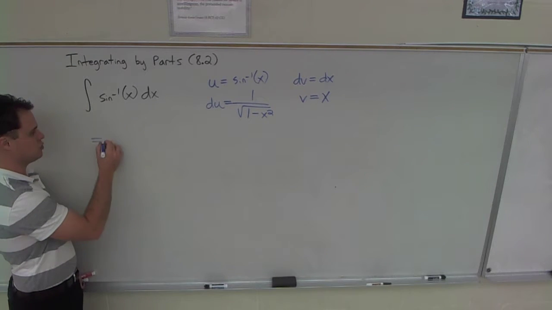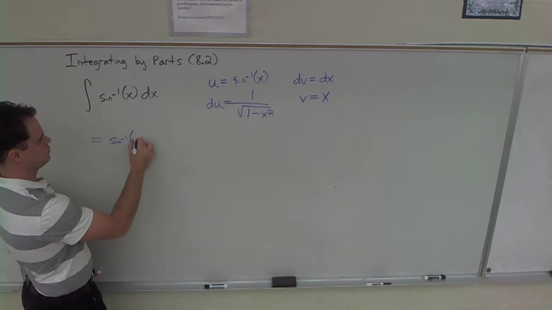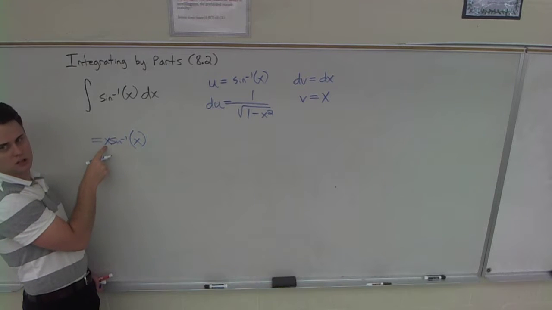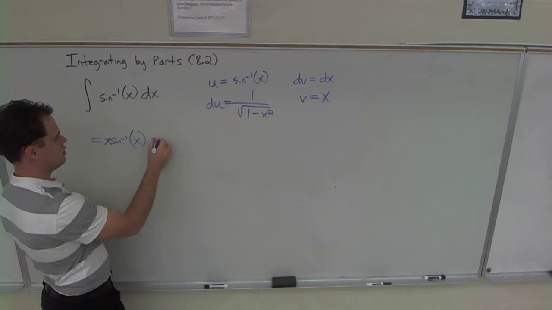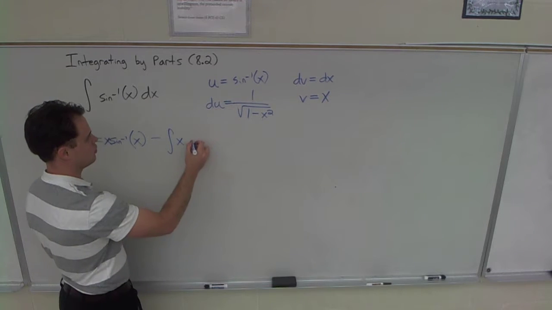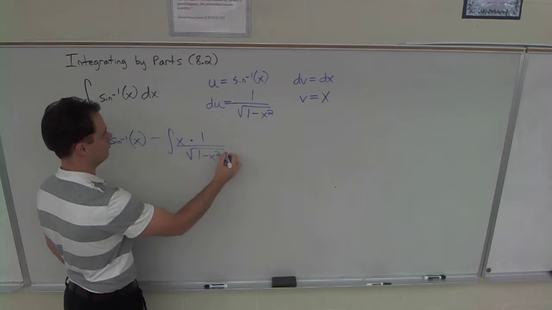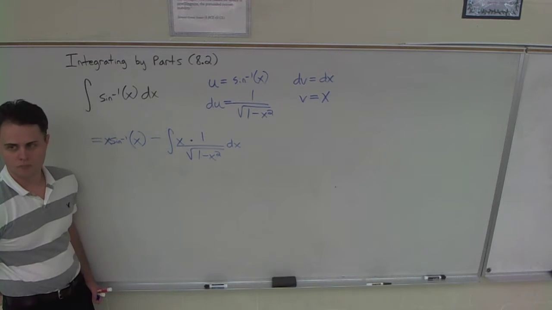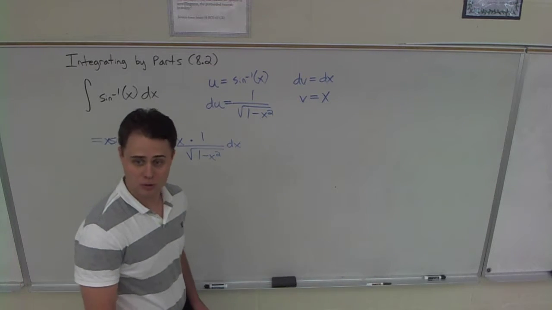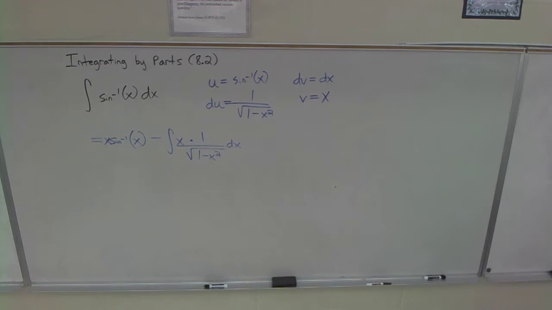So this is equal to uv, u, v. I put it there instead because that's nicer. Minus the integral of v du. And that's something we can do. How? Making u 1 minus x squared, a u sub. Yeah, it's just a u sub, right?